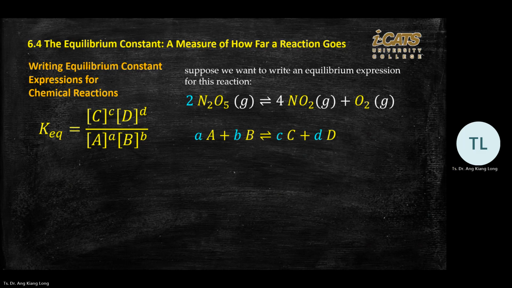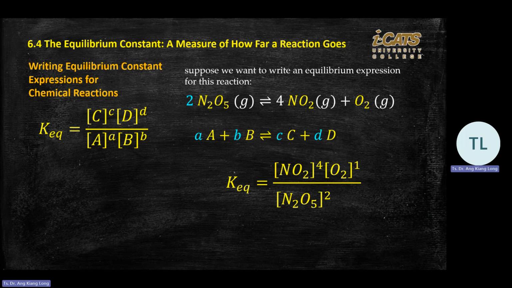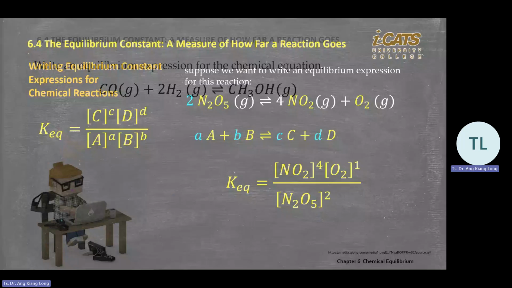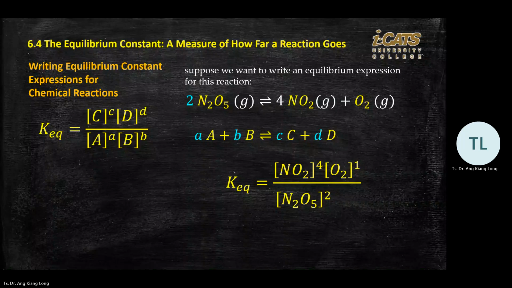Okay, then you substitute. After you write this one, substitute the values. You write KEQ equal to bracket NO2 bracket to the power 4, bracket O2 bracket to the power 1, divided by bracket N2O5 bracket to the power 2. Okay, we go into exercise.